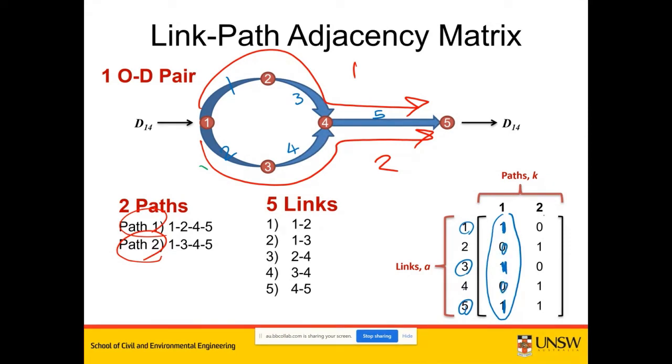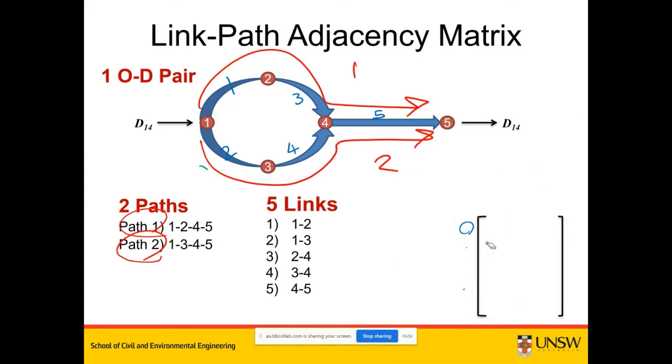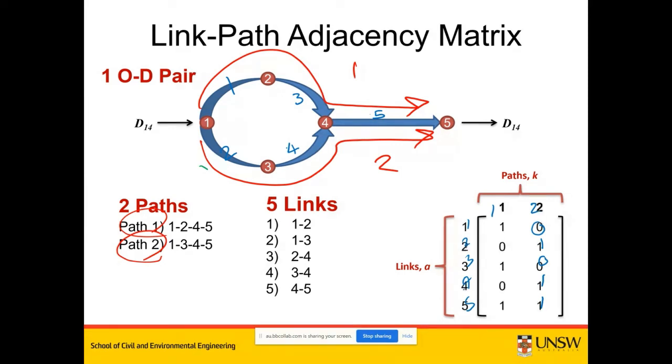How about path 2? Let's go down and let's go here. So 1, 2, 3, 4, 5. Path 2 consists of link 2, 4, and 5. So this is 0, this is 1, this is 0, 1, 1, right? You got it? So this is how we put the link path adjacency matrix.